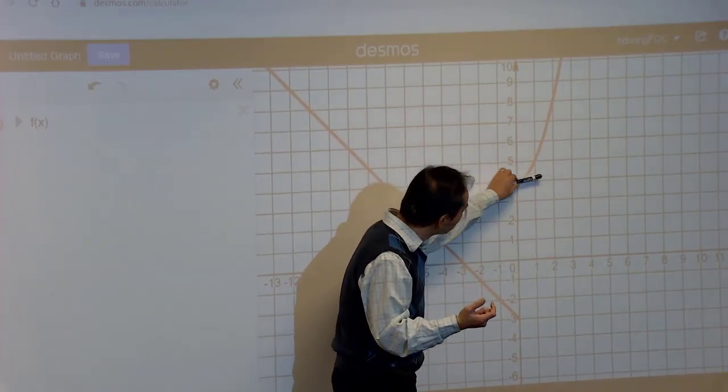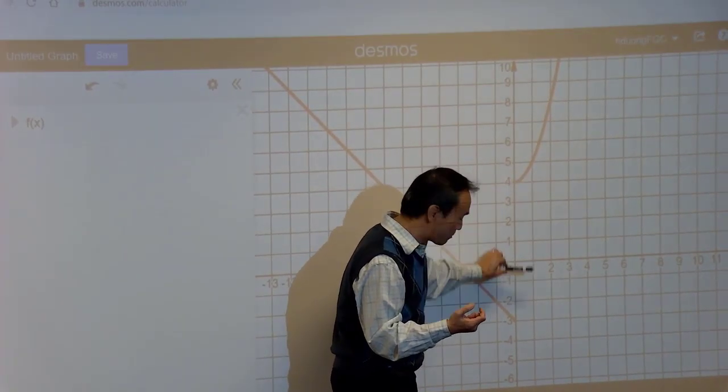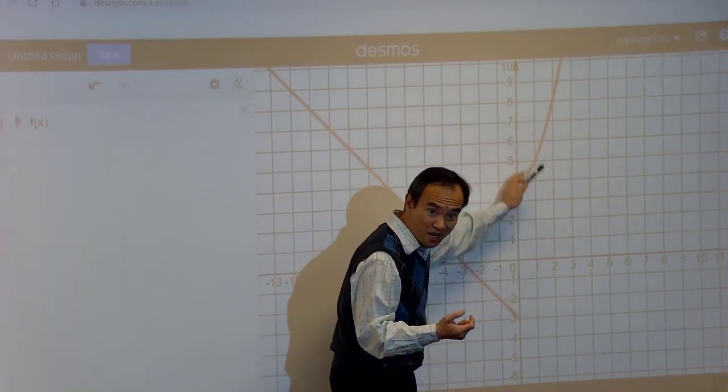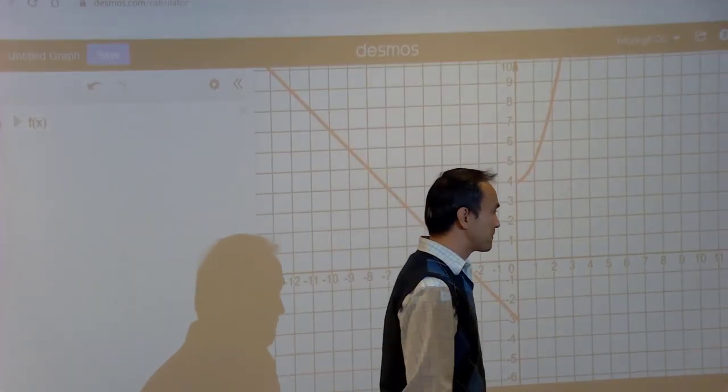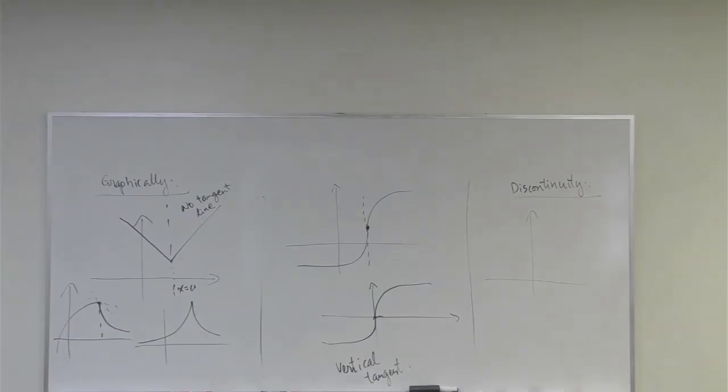Are we placing a tangent near this point, or are we placing the tangent down here? See what I'm saying? No, right at x equals 0, the jump point right there. And that's the reason why.